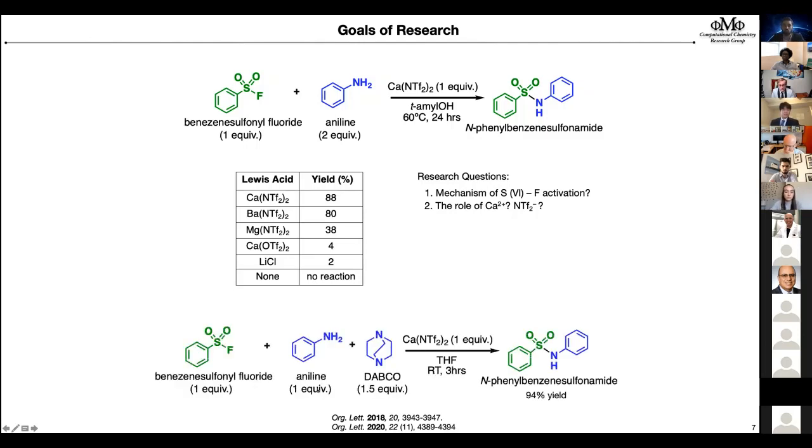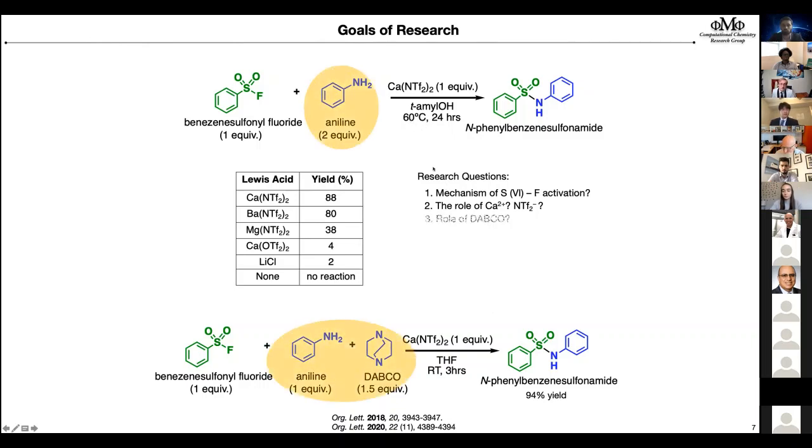A recent study done by our collaborators suggests that adding DABCO and aniline and performing the reaction in THF, as opposed to adding 2 anilines and performing the reaction in tert-amyl alcohol, led to a more efficient synthesis of sulfonamide. What do I mean by that? The second reaction was complete only after 3 hours at room temperature, producing a greater yield, whereas the first reaction was complete after 24 hours and had to be heated up to 60 degrees Celsius.